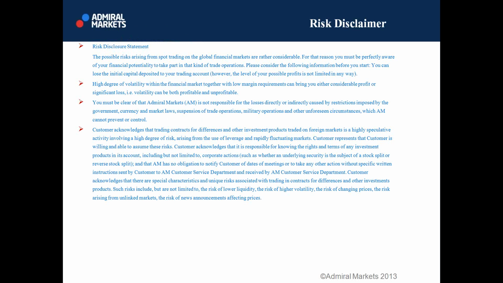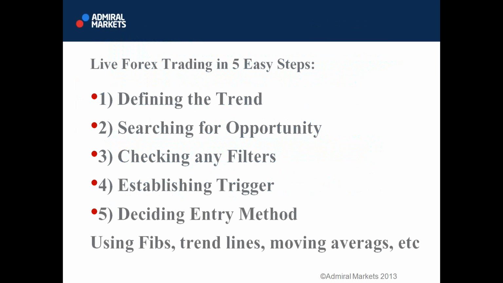So each session, normally we have a specific theme that we look at. Let's take a look what that is today. But in general, the trading plan, what we're looking for is defining the trend. Then we are looking for an opportunity. Then we're checking if there are any filters that could be blocking the trade from materializing, like divergence, for instance. Establishing the trigger, for example, a fib, but then deciding the entry method, which could be, for example, a price action at the fib. You will see fibs, trend lines, and moving averages primarily, and support and resistance, of course.